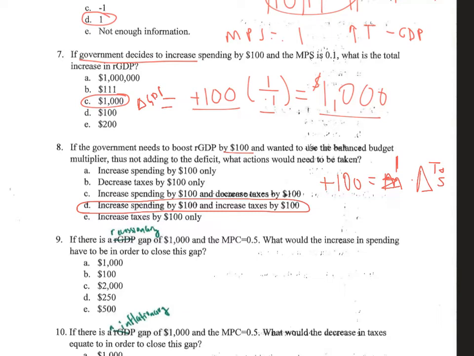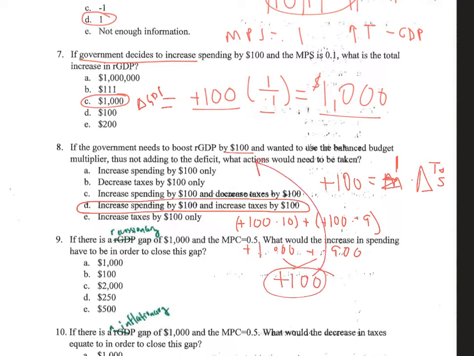So let's use, as we said before, the spending multiplier of 10. If we increase spending by 100, times a spending multiplier of 10, and we add to that an increase in taxes of 100 times the negative 9 taxing multiplier, we're going to add $1,000 in GDP from the spending, and we're going to subtract $900 because of the taxing effect, and that net impact is going to be the positive 100 that we want. So once you see the connection, whatever the GDP gap is for the balanced budget multiplier, you simply need to increase spending and taxing by that amount.